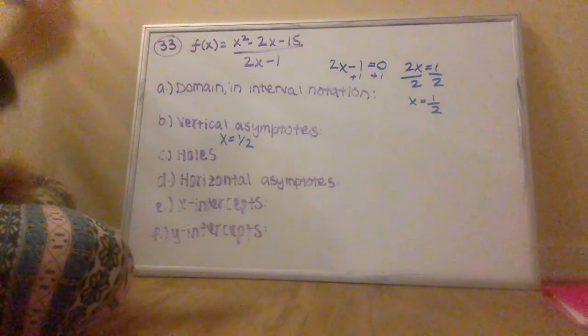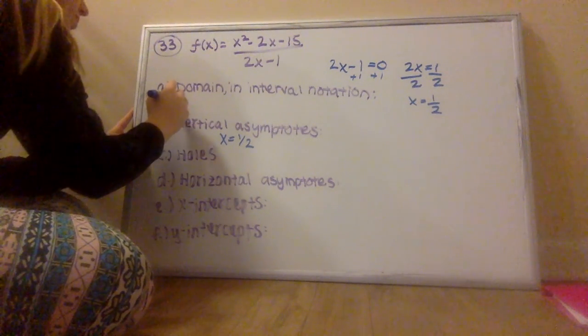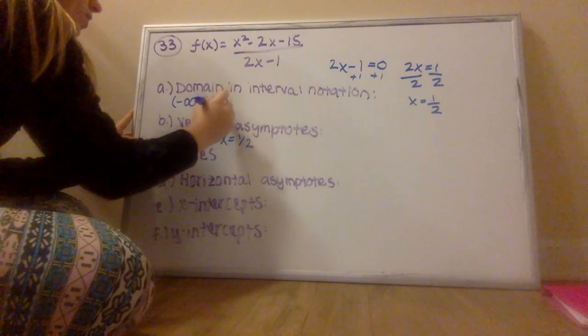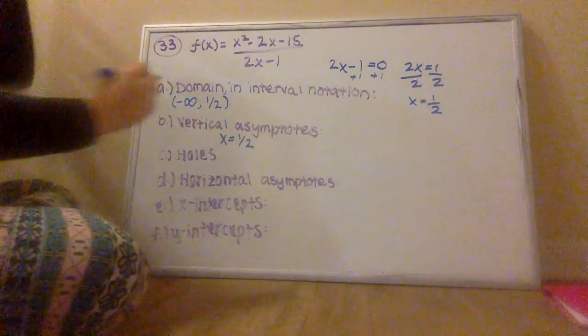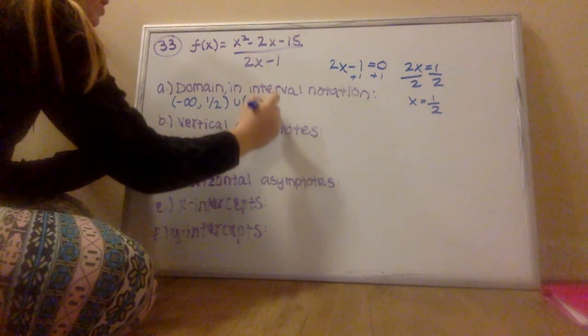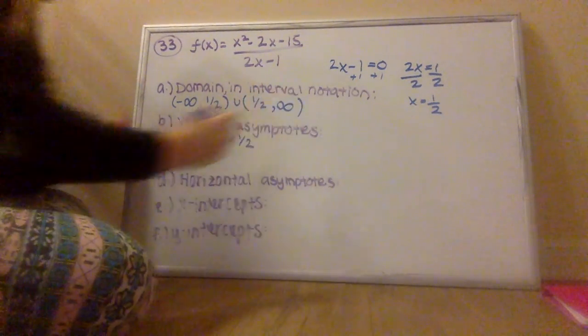And then for our domain, we start off at negative infinity, so we have negative infinity to 1/2. And then we have our union, and it starts back up at 1/2 to positive infinity.